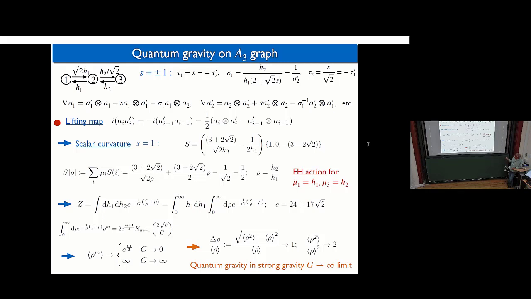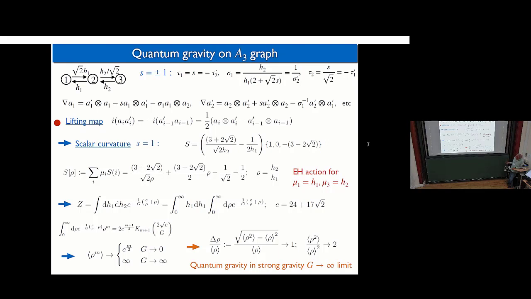So that's the canonical choice for the lifting map. The scalar curve, which I've just written for 1, is also similar for minus 1. You can work it out. It's a function on 3 points, so it's got 3 values, which are these weights times this function that comes out at the front. So that's what the scalar curvature looks like.